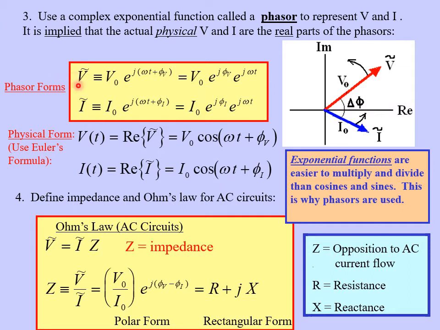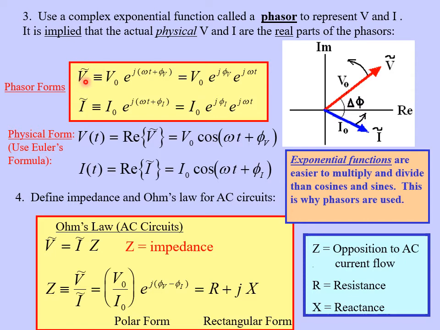So here are the phasor forms. It depends on the textbook, but I used this little squiggly, I guess it's called a tilde, over the top of the letter, and this just reminds us that it's a phasor, kind of like an arrow reminds us that it's a vector.